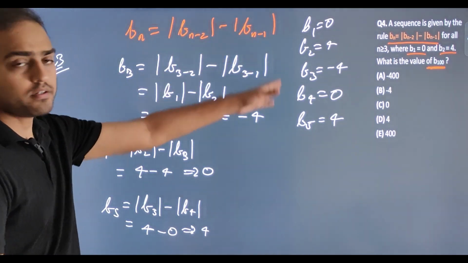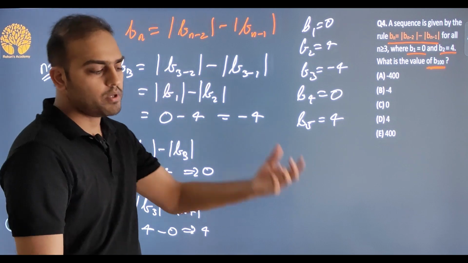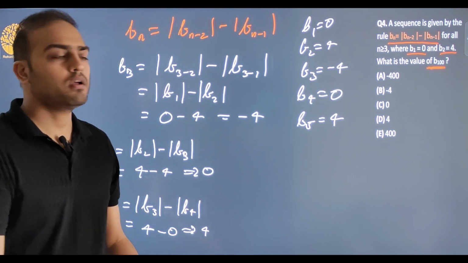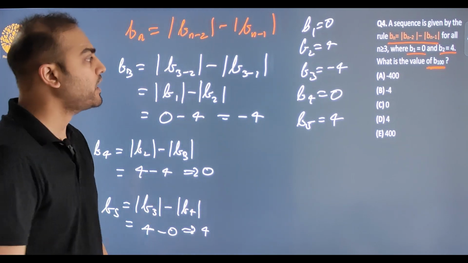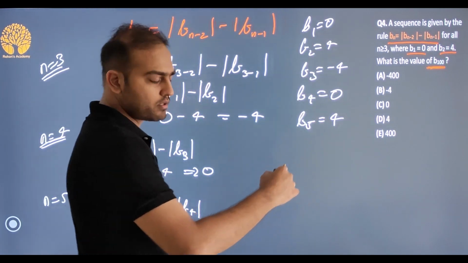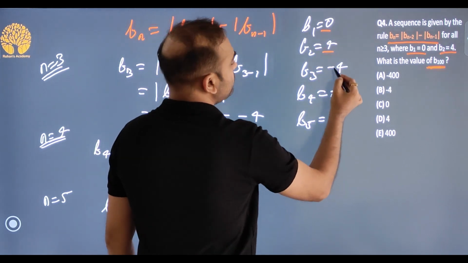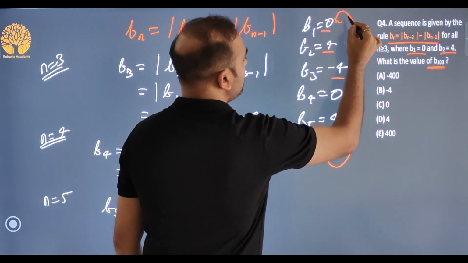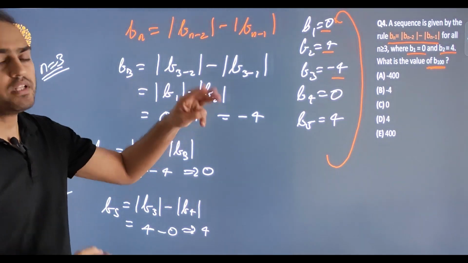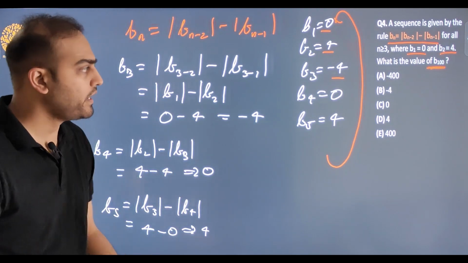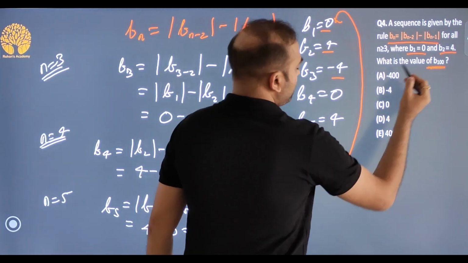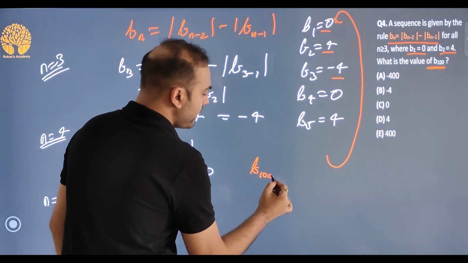Now do you see a pattern here? Right? What did we do? We plugged in 2, 3 values, and then we tried to find the pattern. So if you see, the pattern is the values 0, 4, minus 4 keep repeating. Right? So every third value repeats. Right? I need B100.